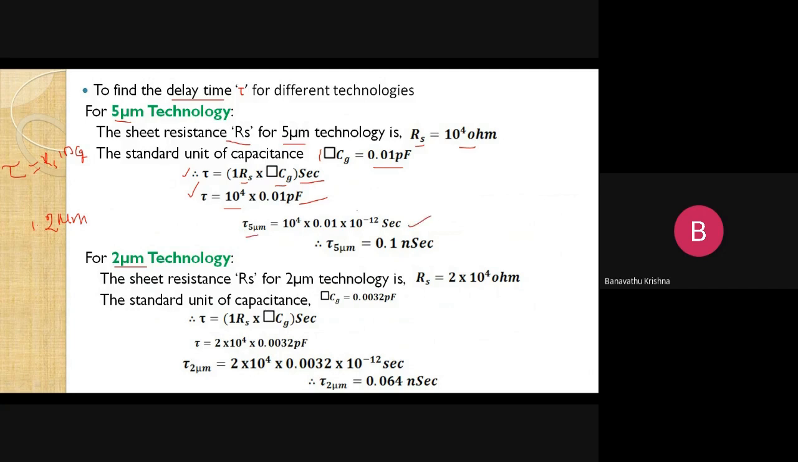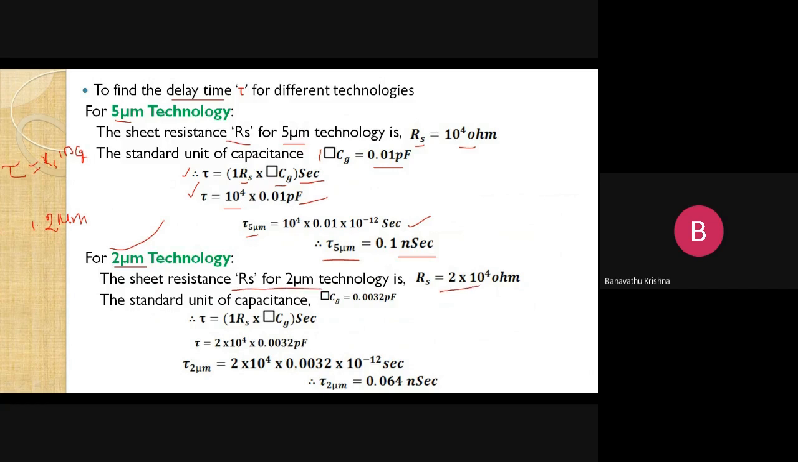Pico is represented as 10 to the power of minus 12. So finally, tau in 5 micrometer technology is 10 to the power of 4 into 0.01 into 10 to the power of minus 12 seconds. Therefore, the total time delay, that is the delay unit in 5 micrometer technology, is 0.1 nanoseconds.